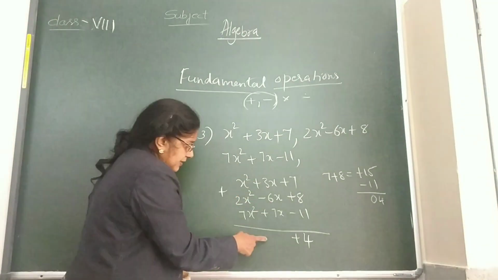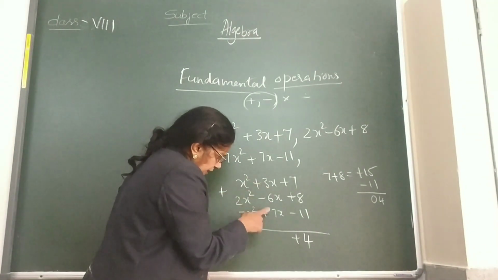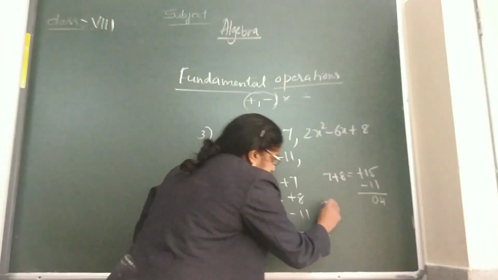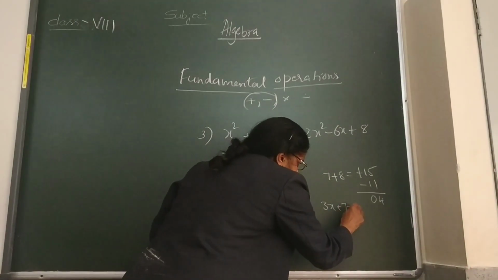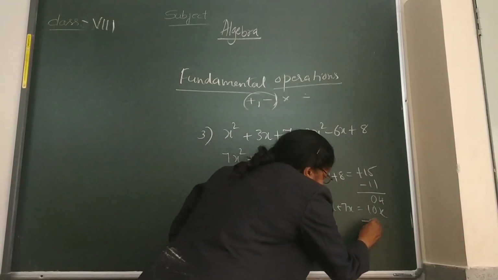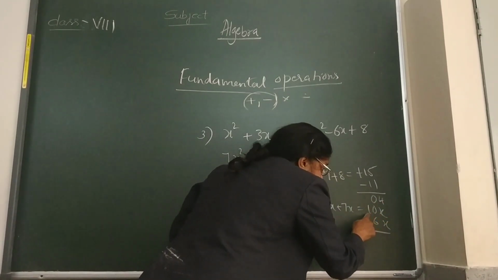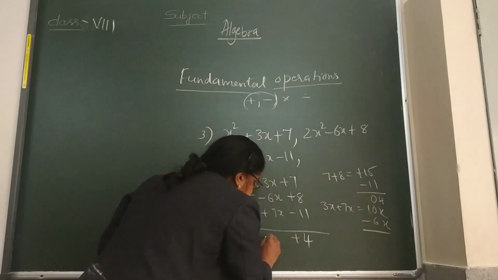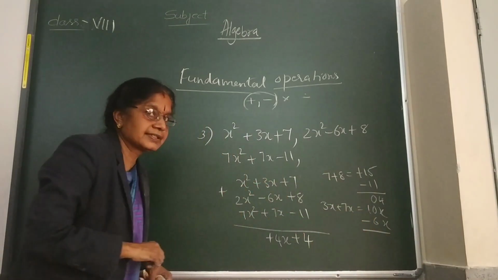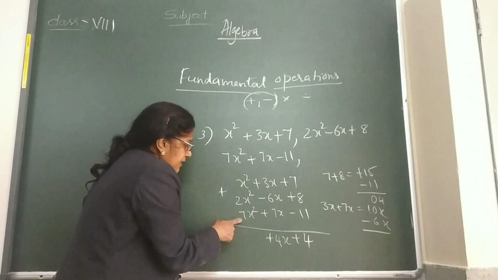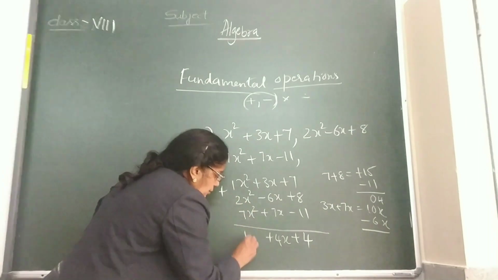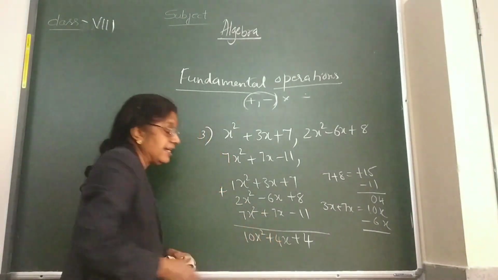Then I'll go to this. 3x plus 7x, these are two positive numbers, so 3x plus 7x is equal to 10x. The next one is minus 6x. 10 is positive, the greater number is positive, so the sign will be plus. 10 minus 6 is how much? 4x. Now here all are plus: 7 plus 2 is 9, and for the last one nothing is written, so it's 1. 9 plus 1 is 10. So you got 10x square.